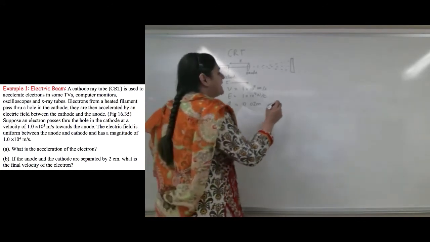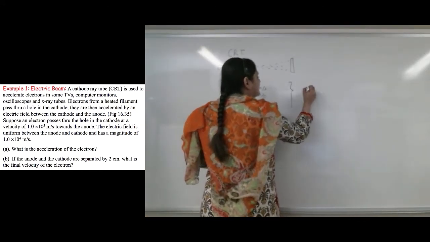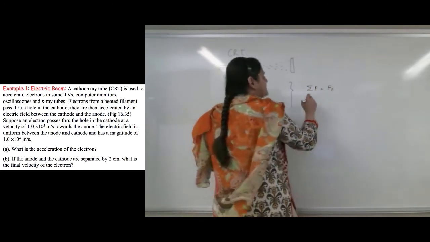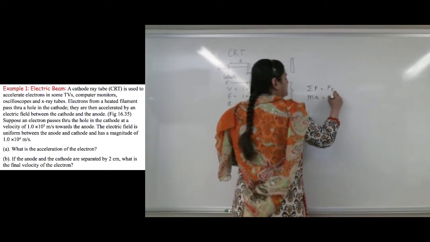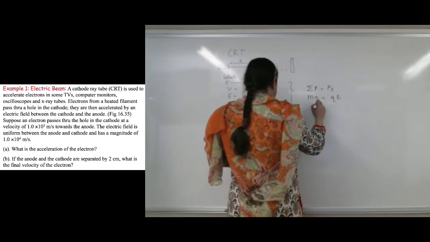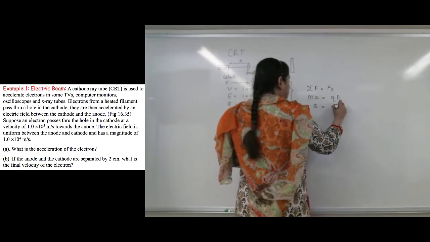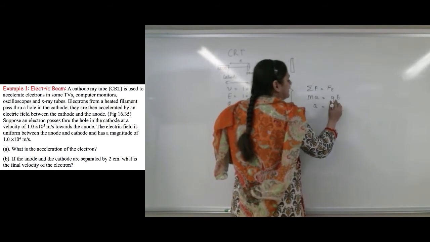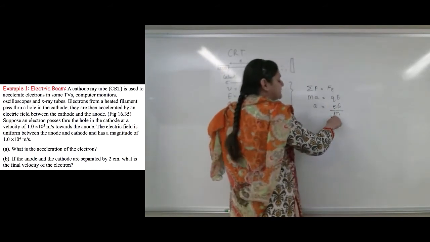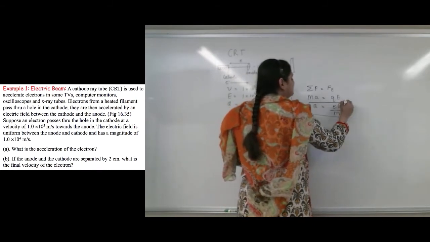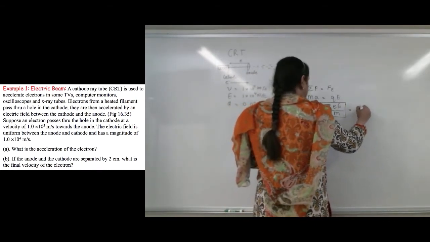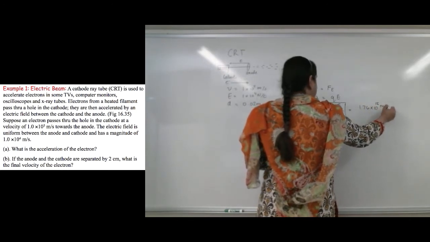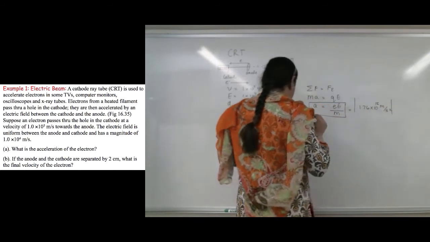In order to do that, I know that the only force that's acting on this is the electrical force. This means MA equals QE. This means A equals QE over M. Again, I know charge on an electron is E. I know the mass of an electron. I know the electrical field. Just plug in the values and I get 1.76 × 10⁵ meters per second squared. So I'm just looking at the magnitude right now.